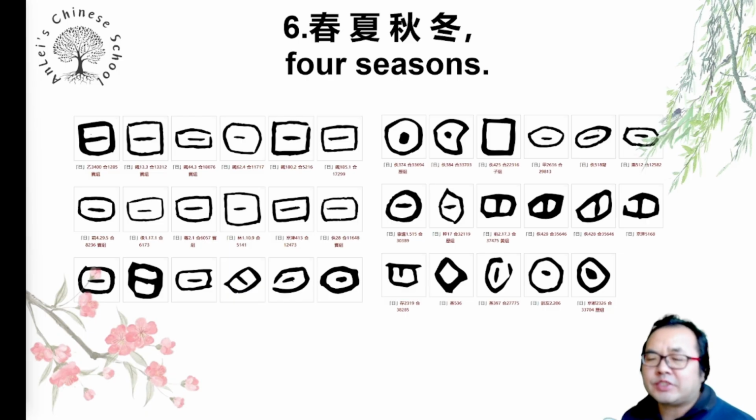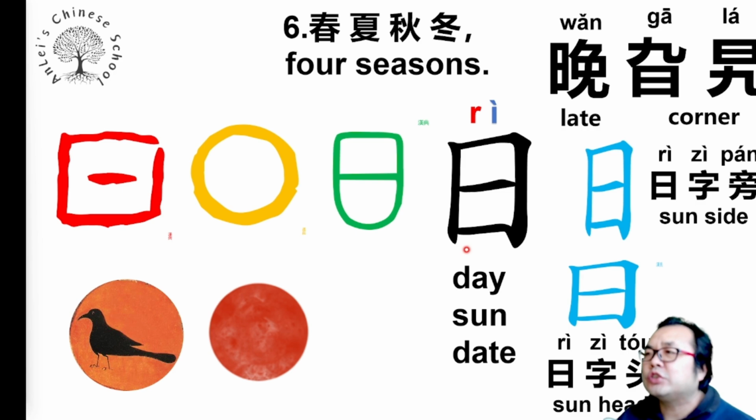So when we learn Chinese characters, we shouldn't be rigid, but flexible. In this world, it's not just black and white. So the character of sun, 日, it doesn't have to be square or round, or even a diamond shape. 日, 日. When we see the sun rise from east, set from west, that is one day. So it means a day, sun, date.